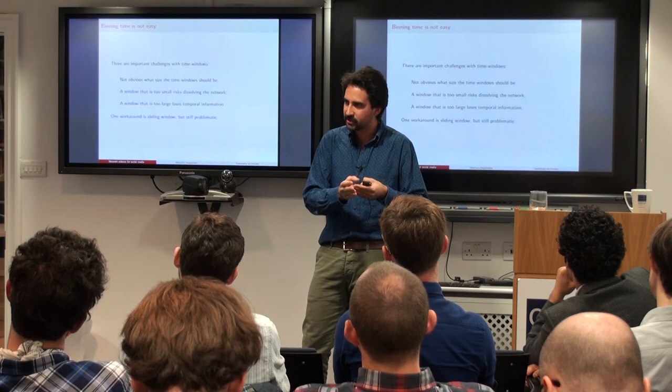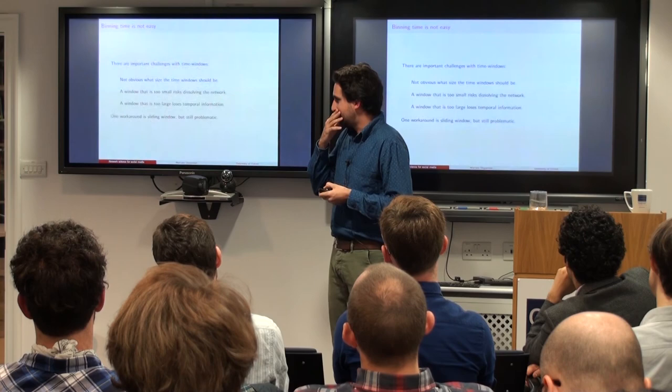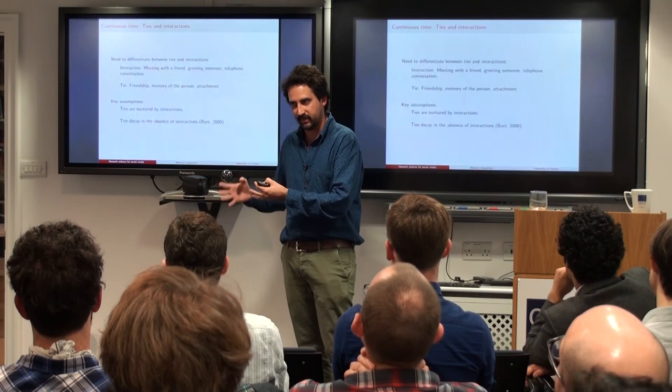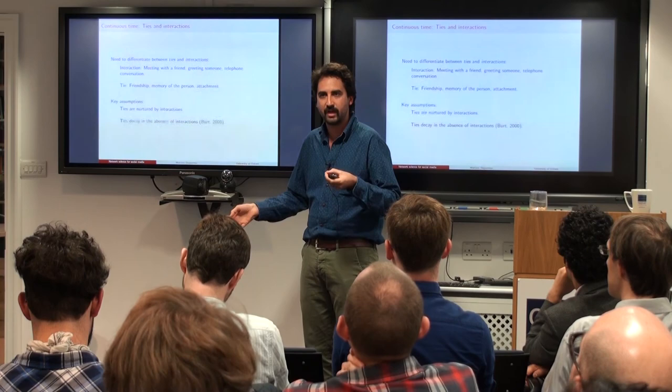So I don't like this. I don't like discretizing time. I prefer to have things in continuous time. So more recently, we've been trying to work on this question: how to avoid aggregating things in time and discretizing. And for that, we took inspiration from a paper in 2000 that says, well, you know, the strength of a tie between two individuals tends to diminish in time in the absence of interactions, which sounds plausible enough.